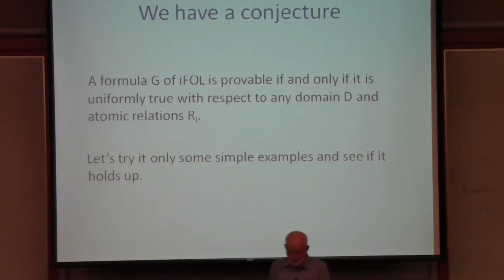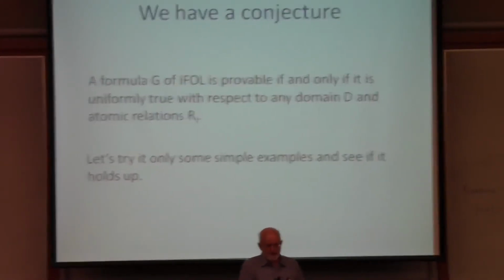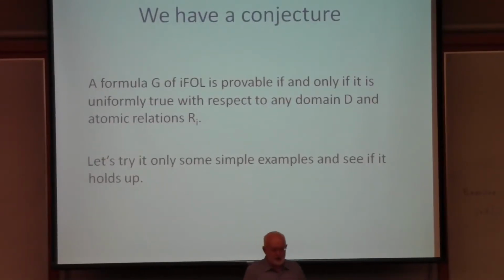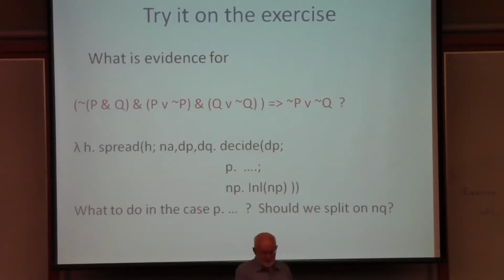Okay, so, conjecture then. We have this conjecture. A formula G is provable if and only if it's uniformly true with respect to the domain and all of the atomic propositions Ri. So let's take this example that you guys did. How many of you got this little exercise?